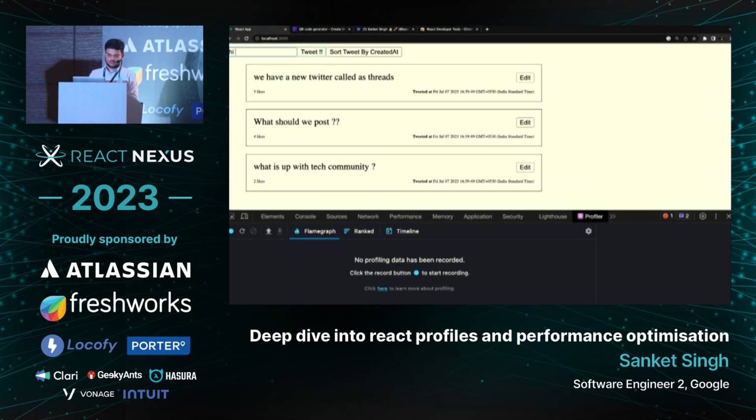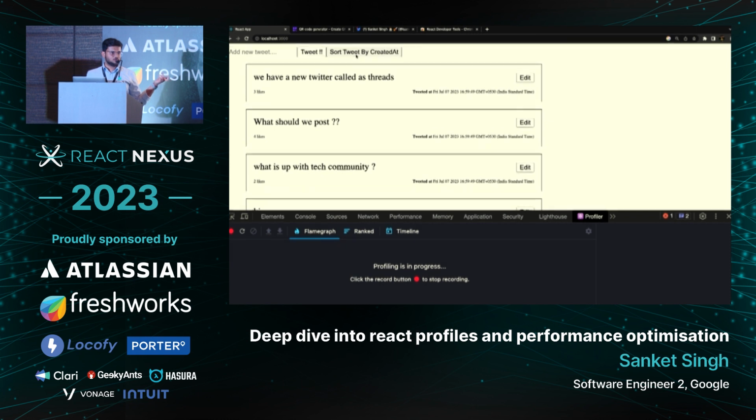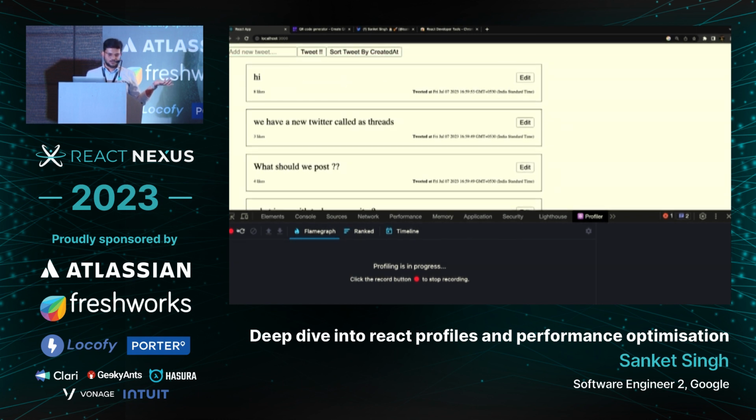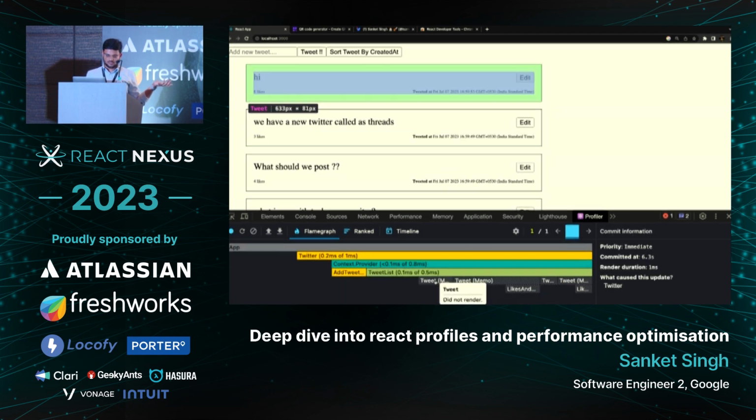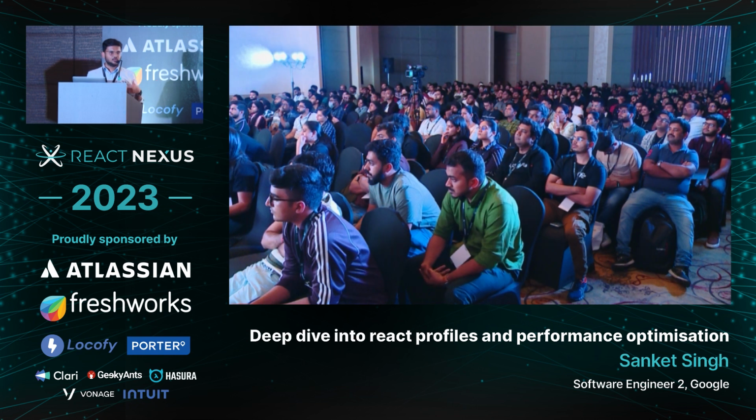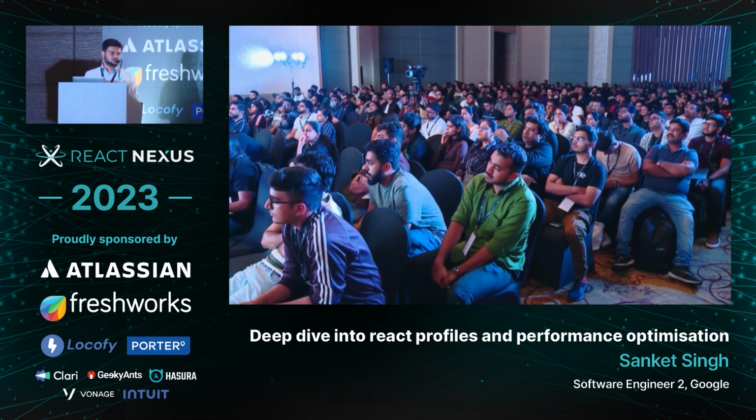So now, if I add another tweet, hi, start profiling, and click on sort tweet by created at, what do we expect? We don't expect the components to re-render. The components didn't re-render. You can stop the profiling and you can actually see these components were not re-rendering. And similarly, you can make modifications.